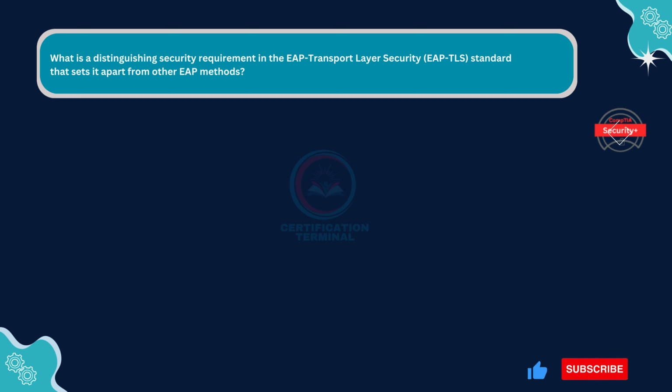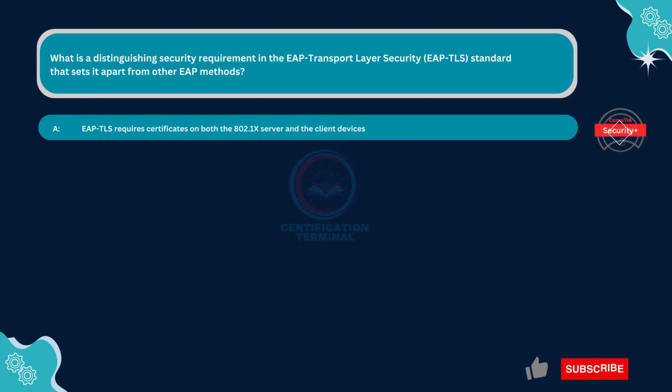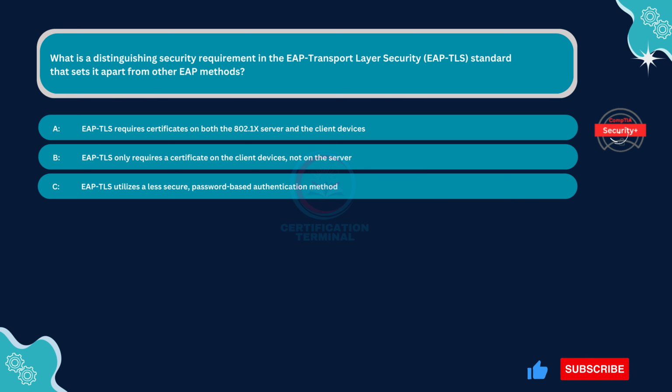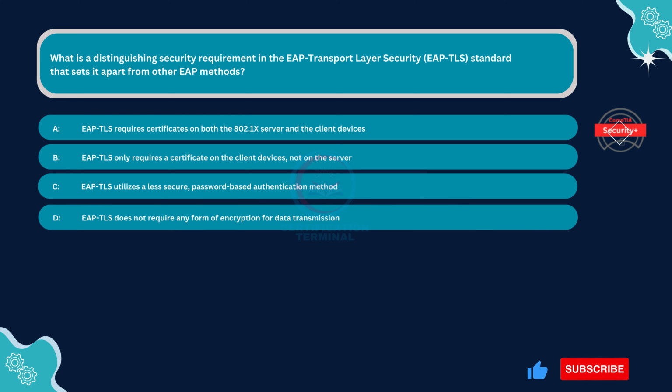Next question. What is a distinguishing security requirement in the EAP Transport Layer Security (EAP-TLS) standard that sets it apart from other EAP methods? Option A, EAP-TLS requires certificates on both the 802.1x server and the client devices. Option B, EAP-TLS only requires a certificate on the client devices, not on the server. Option C, EAP-TLS utilizes a less secure, password-based authentication method. Option D, EAP-TLS does not require any form of encryption for data transmission.